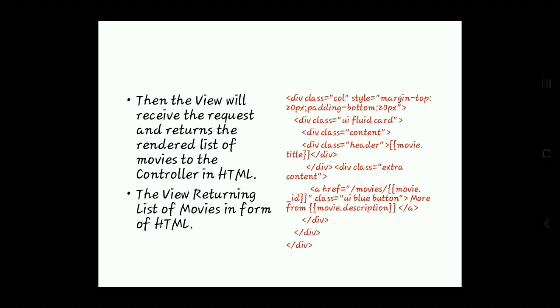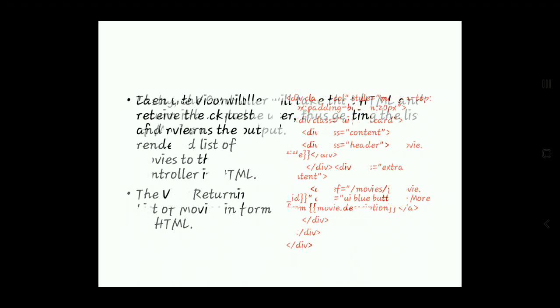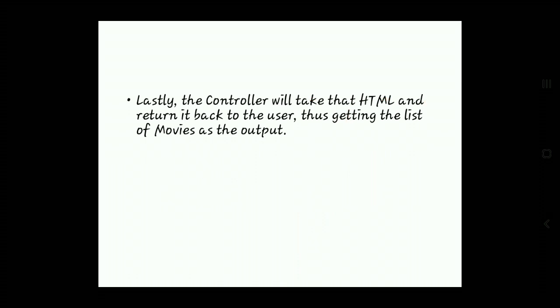So this is the view. These are the HTML for the user UI that we'll see in the browser or mobile application. So the view returns the list of movies in the form of HTML. These are the HTML for the UI, the views. Lastly, the controller will take that HTML and return it back to the user, thus getting the list of movies as the output.